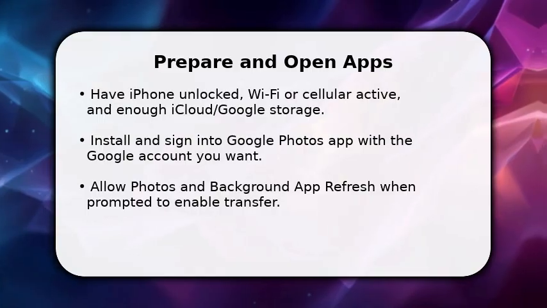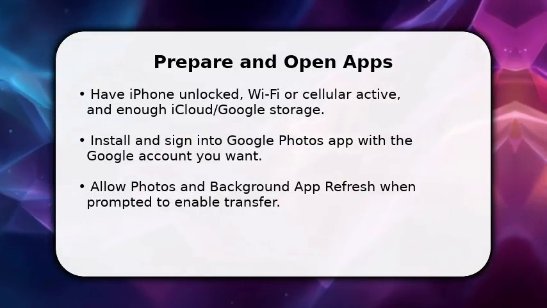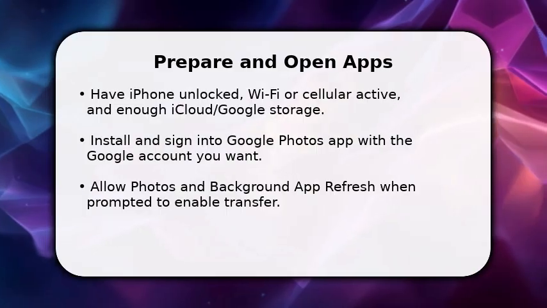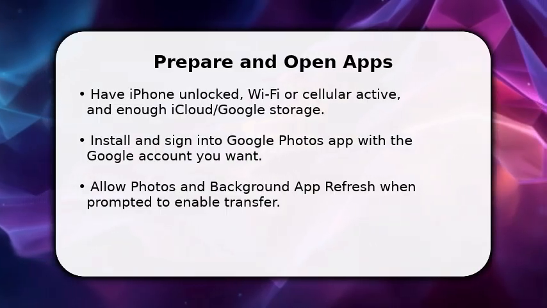You start by ensuring your iPhone is unlocked, connected to Wi-Fi or cellular, and logged into the Google account you'll use. Open the Google Photos app now. When it asks for permissions, tap Allow for Photos and Background App Refresh.